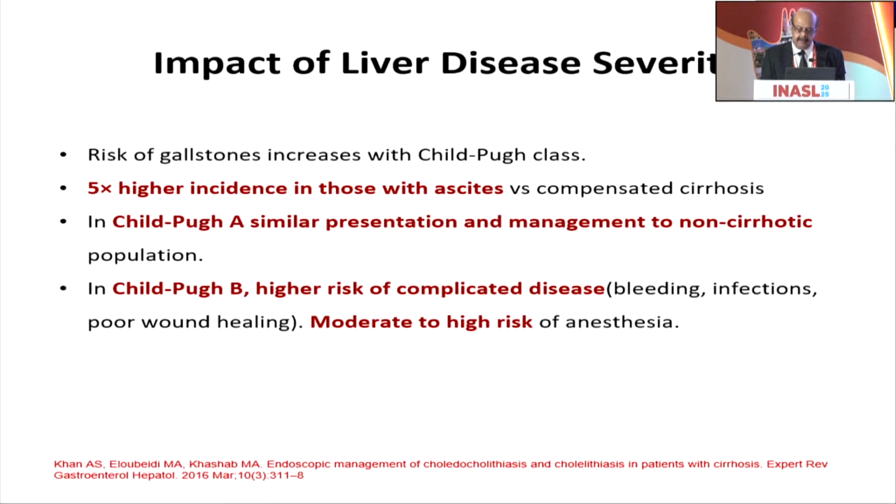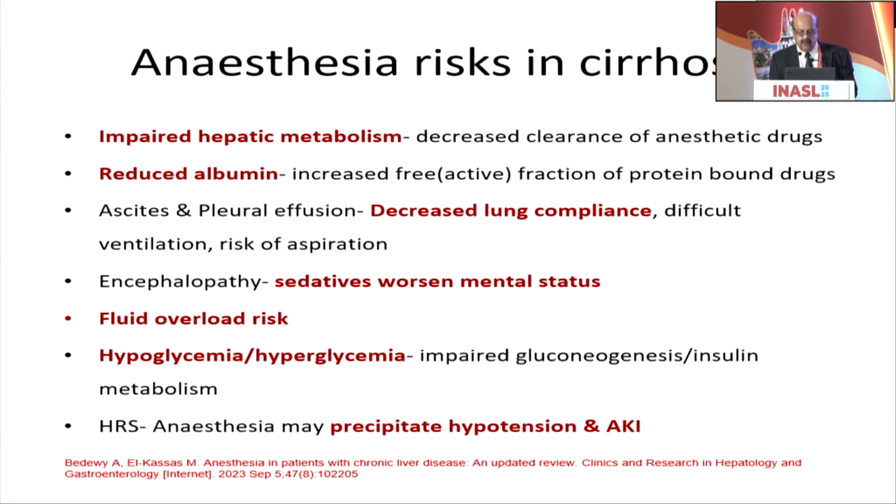So, what are the impacts of liver disease severity? In a decompensated state, the prevalence of gallstones is more. In Child A, the presentation and management is similar to a non-cirrhotic, but in Child B patients who are decompensated, the chance of bleeding, infection, and poor wound healing is there, and there is moderate to high risk of anesthesia in these patients. So, anesthesia risks are there because of the hepatic metabolism of these agents.